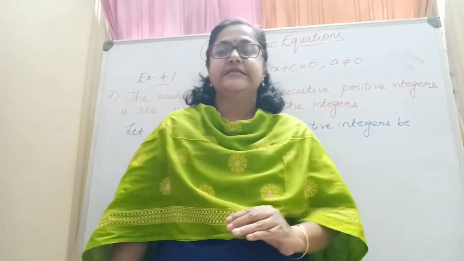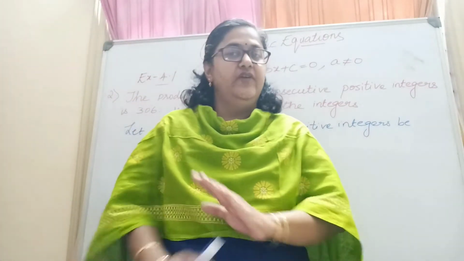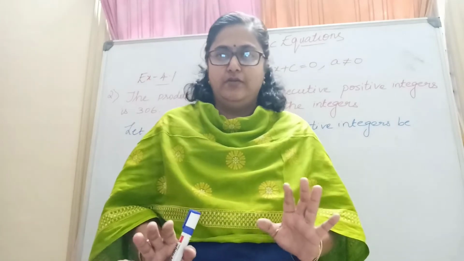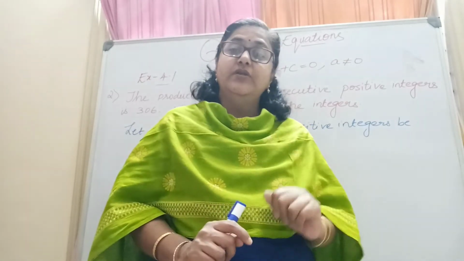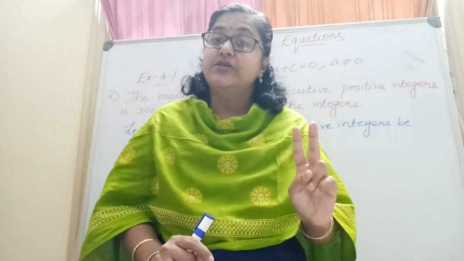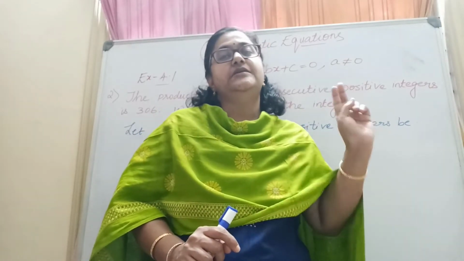Here also they are asking us to form the equation. We don't have to solve the equation, and we don't have to find the numbers. Now what do they say? The product of two consecutive positive integers is 306.